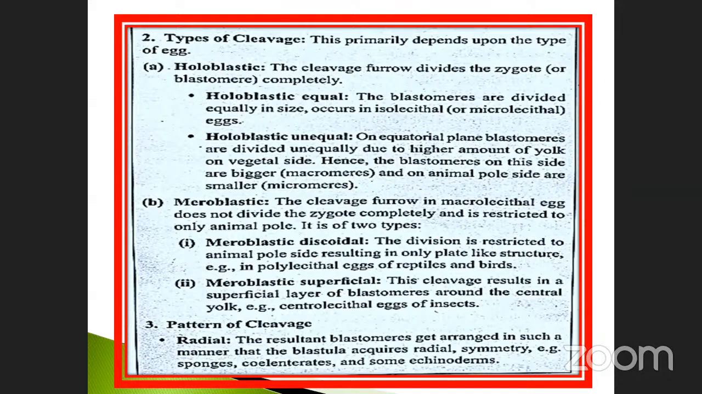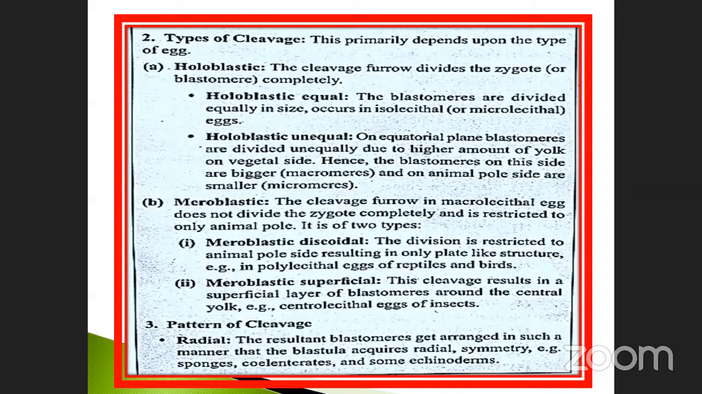In discoidal cleavage, the division is restricted to the animal pole side, resulting in only a plate-like structure. Example: polylecithal eggs of reptiles and birds. Note it down. Discoidal means a disc-like shape is produced, a plate present in the center, called the discoid.